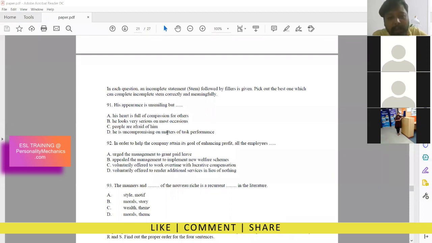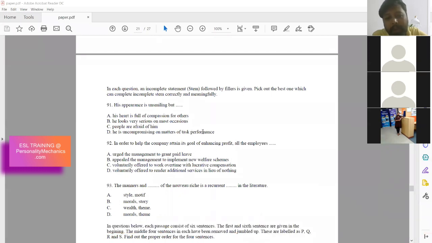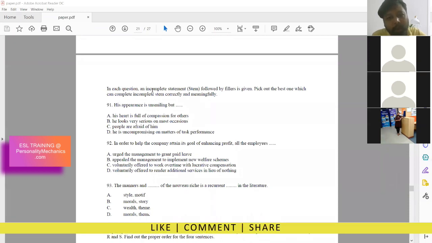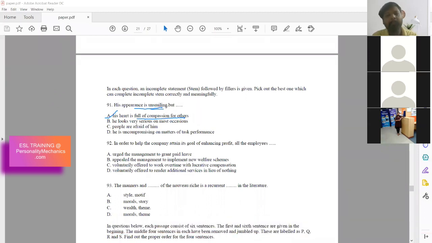He's uncompromising on matters of task performance. I'm not sure that fits, right? Does he want to perform a task or not? I'm not sure about that. Hence, I would say that A is the one that goes the best. That is, he looks serious, but he's got a lot of compassion for others. That is, he's very considerate about others. Yeah, this makes sense. This is a contrary idea to somebody who looks very serious. A serious person might look like someone who would want to kill someone, but then he says that he looks like somebody who would care for others.